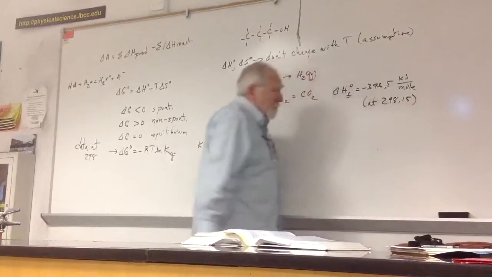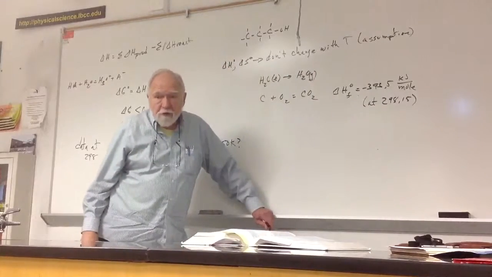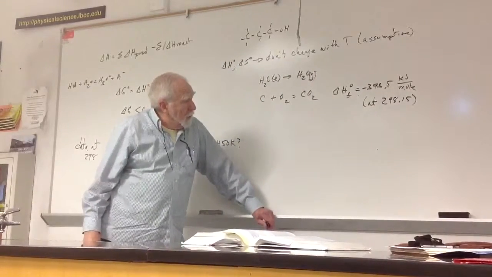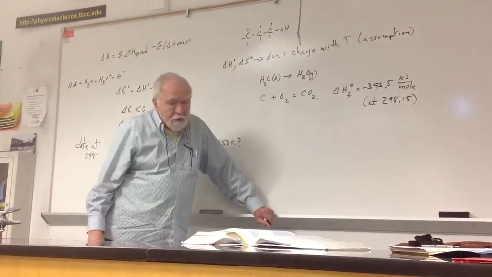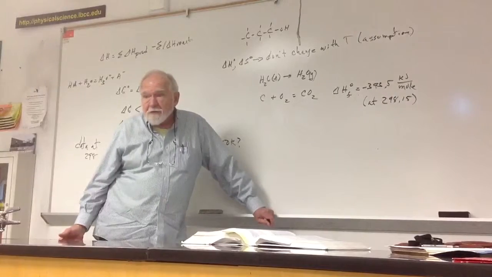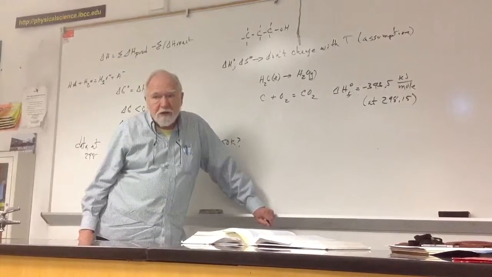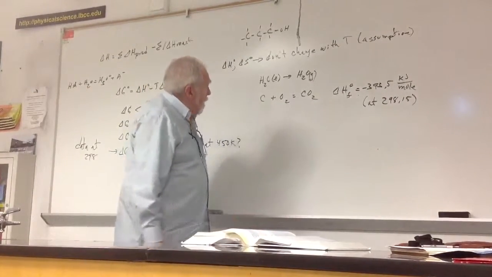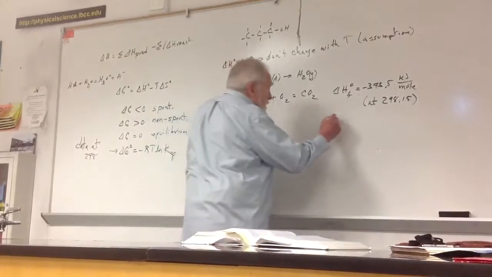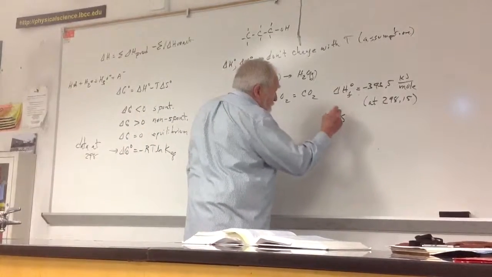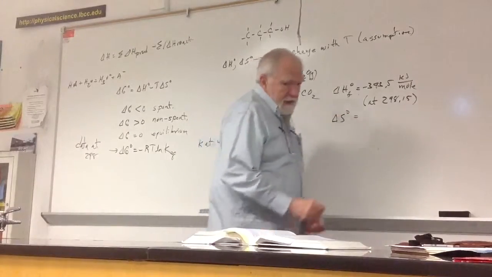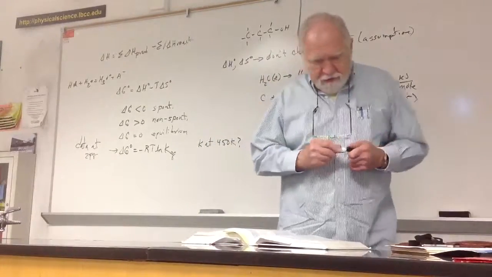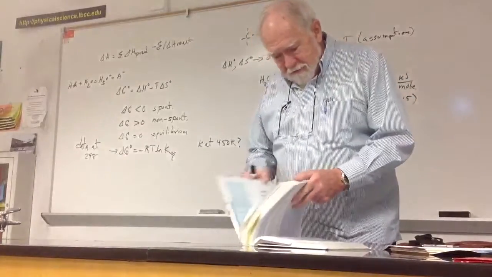In other words, 25 degrees plus 272.15. But what we're going to do is assume that this is the same number at higher temperatures or lower temperatures. Also, I can calculate delta S zero for that reaction. And now I need to look at the data because obviously I have to do a calculation.